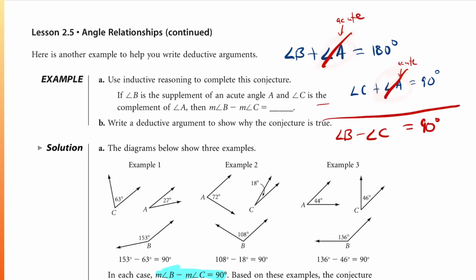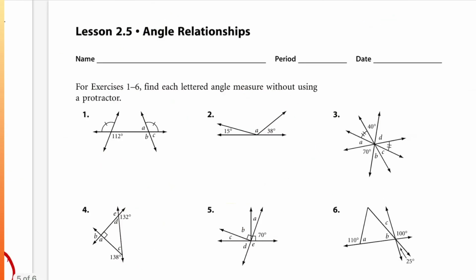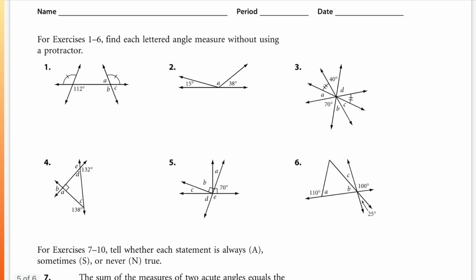All right, let's look at the homework. Find each lettered angle. Well, let's jump into this one. These are vertical angles, so they're congruent. These angles are congruent, you can tell by the marking. Therefore, this has to be 112.